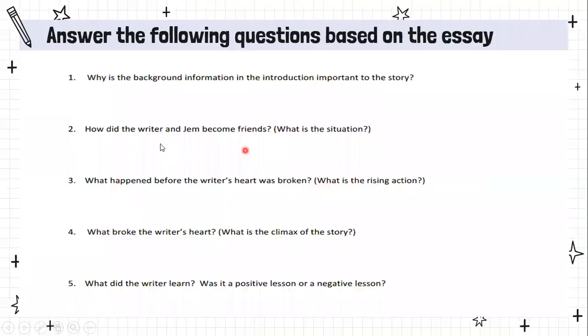All right, second question. How did the writer and Jem become friends? So what's the situation? Where do I look for the situation? In the second paragraph, okay? In the second paragraph.